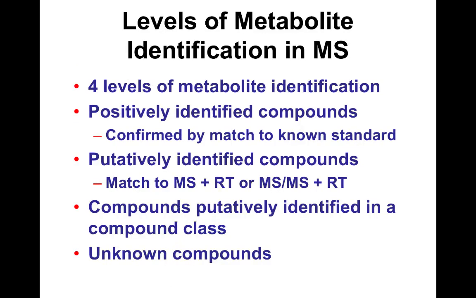Now, at this point, it's probably useful to remind people about levels of identification that are used in metabolomics, and particularly as it relates to mass spectrometry. So the Metabolomics Standards Initiative from about 10 years ago identified 4 levels of metabolite identification. The highest level are the positively identified compounds. Those have to be confirmed and matched to a known standard. So it means physically having this known standard in your freezers and running it. Most of us never do that.